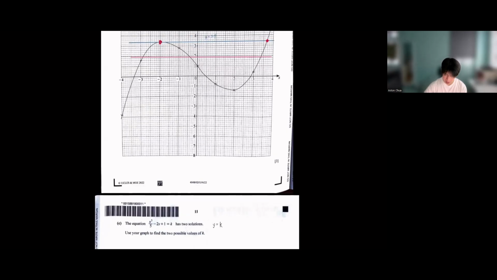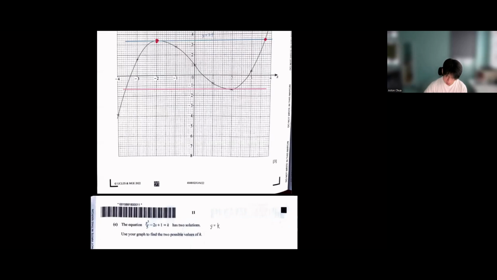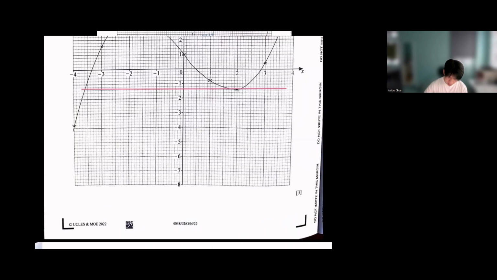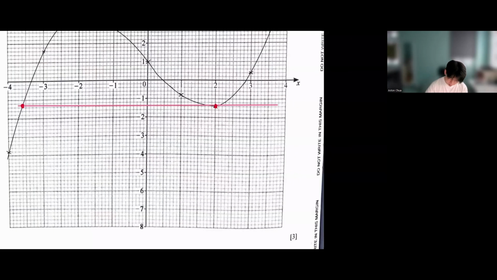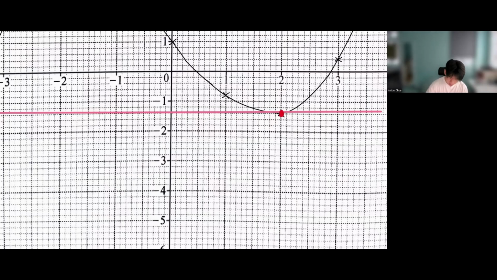So instead, let's bring this down all the way to this point. As you can see here, there are only two intersections, this point here and this point here. So that means our solution for this is y equals minus 1.4. Okay, so the answer is k equals 3.4 or k equals negative 1.4.